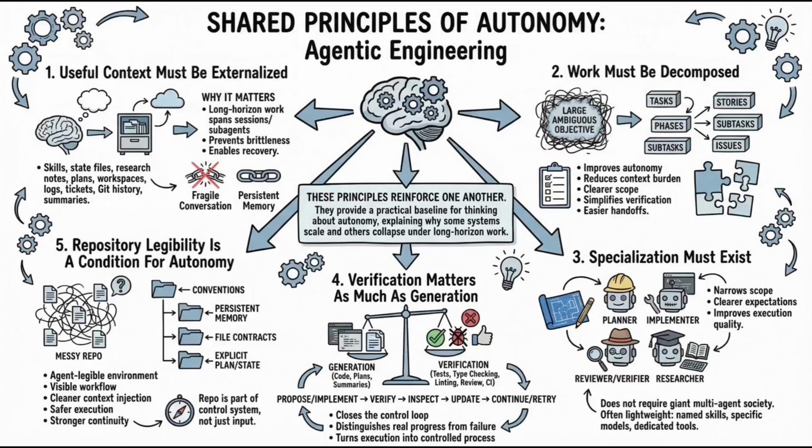Welcome! Today we are exploring the shared principles of autonomy in agentic engineering. While the landscape of agent tools might look vastly different in architecture and style, they all converge on a few core practical lessons. In this lesson, we will break down 5 essential principles: externalizing useful context, decomposing work, the need for specialization, why verification matters just as much as generation, and why repository legibility is an absolute must.